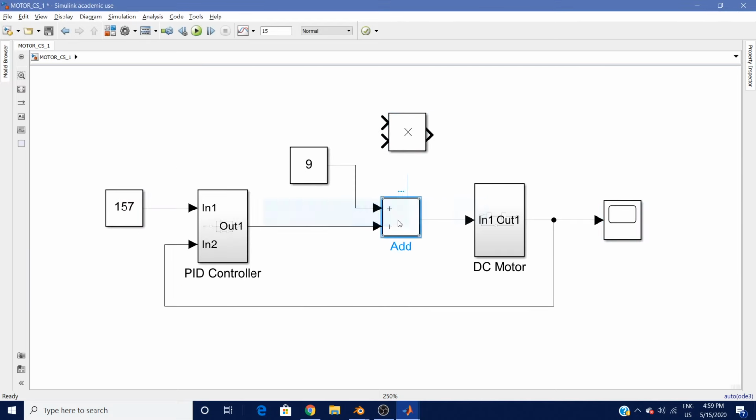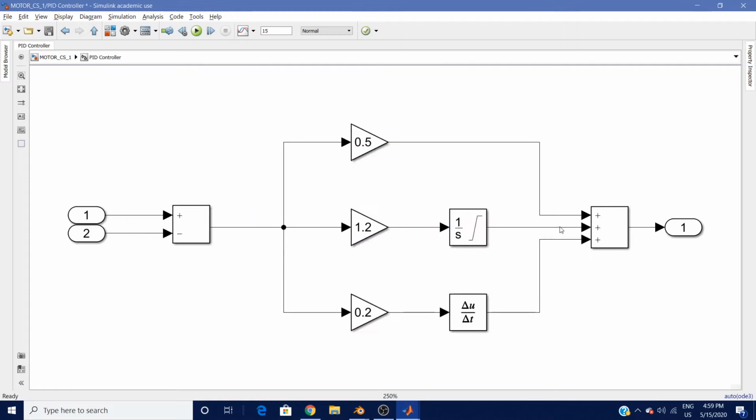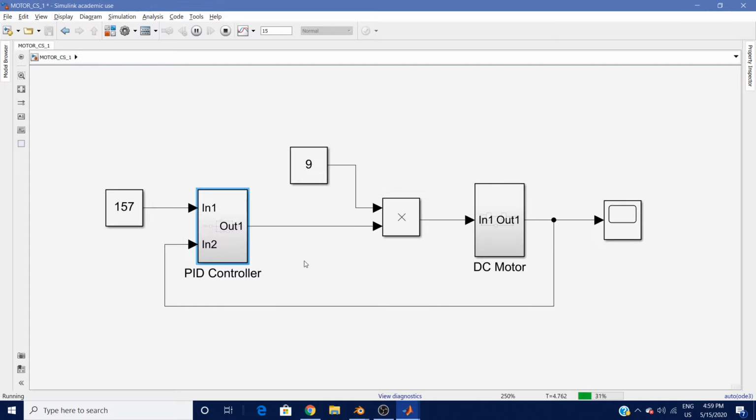This is a correction factor. I have this on add. It should be a product, and let's see what happens now. If we just have PI and we run this simulation, we go back, we wait for the simulation to finish running.